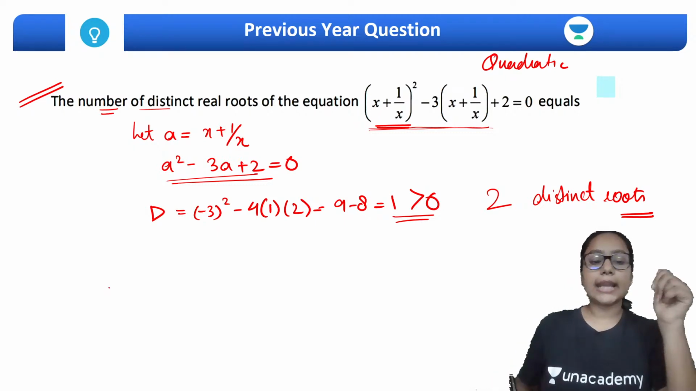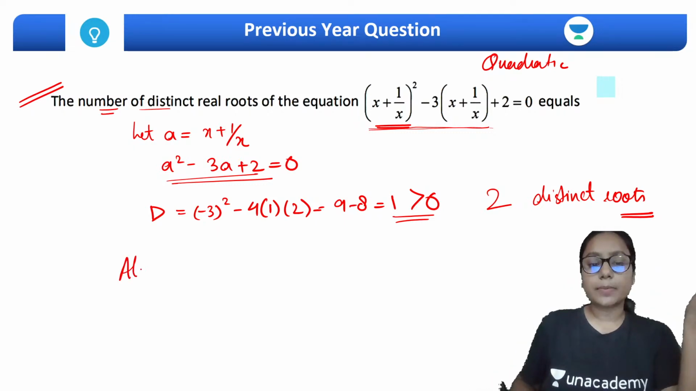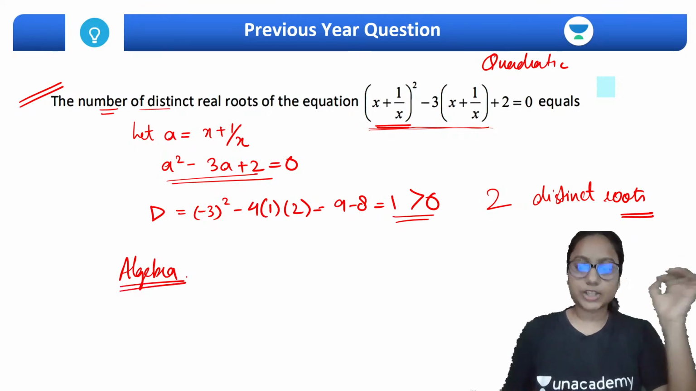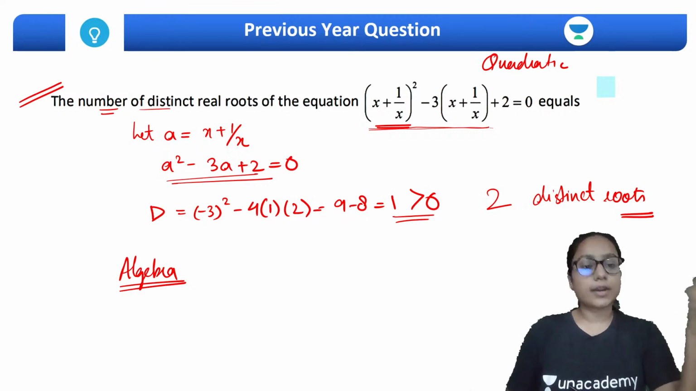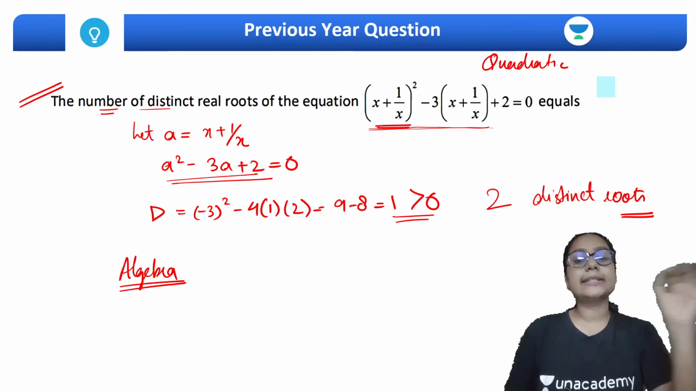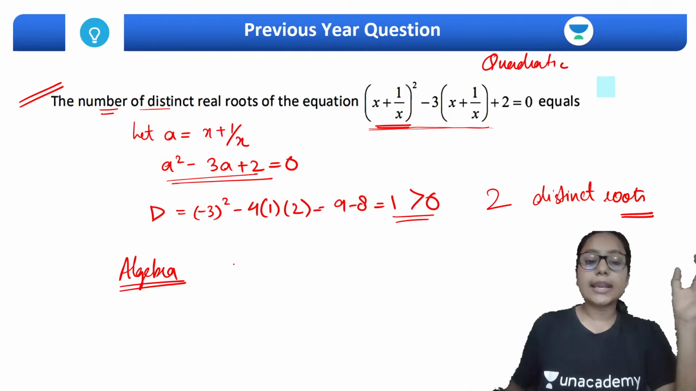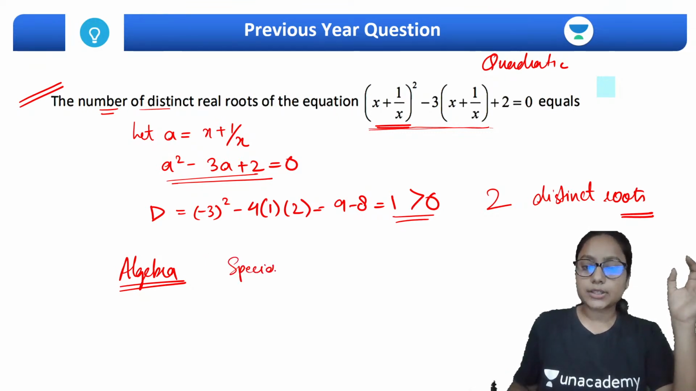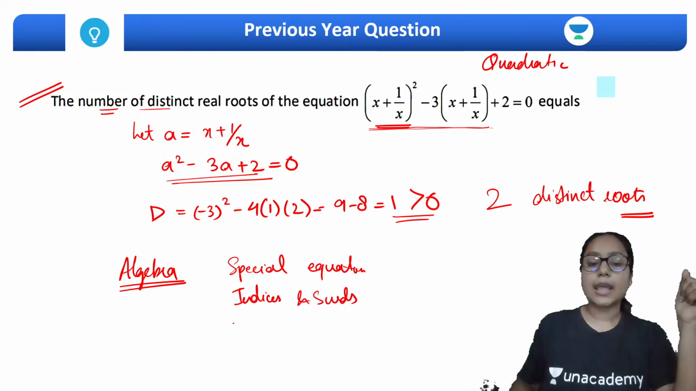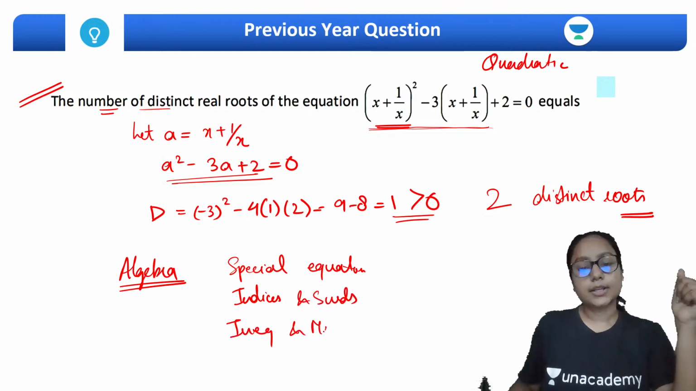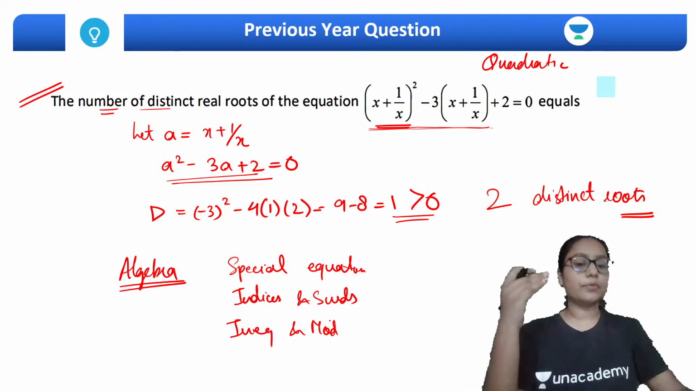Currently this module on algebra is going on. We have done 4 sessions of algebra before this. This is the 5th class of algebra. Before this, we have discussed quadratic equations, polynomials, and simple equations. In the upcoming sessions, I am going to discuss special equations in detail. We will also discuss indices and surds in detail, and also inequalities and modulus. So these are the 3 topics that I am going to cover next week.